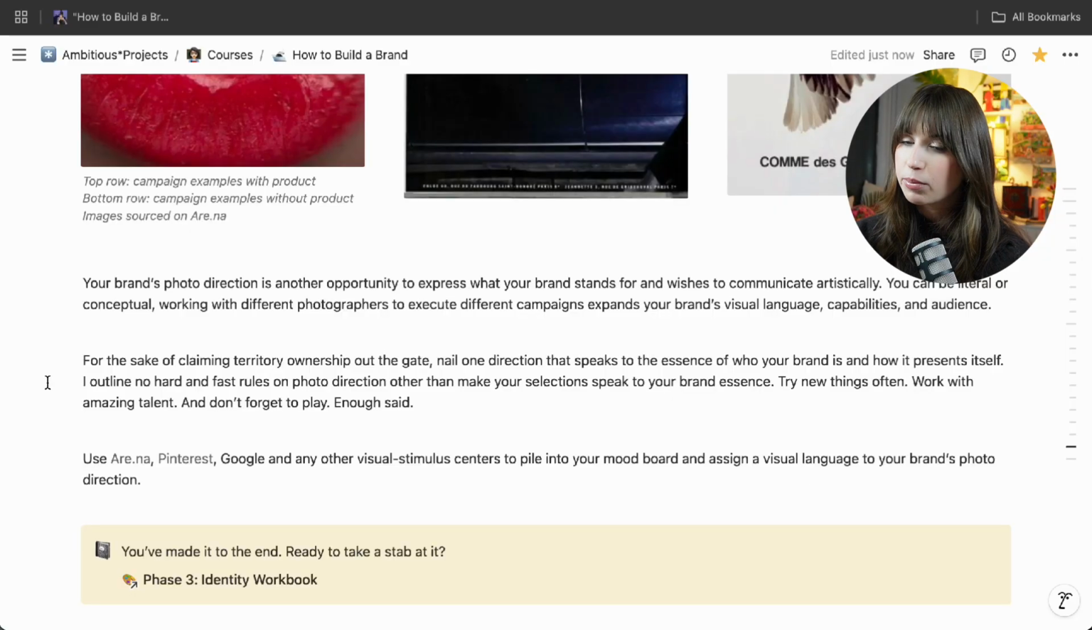But for the sake of claiming territory out the gate, just know that what you're putting into this brand guideline deck is going to be the heart and best example of the type of visuals that you will be achieving as your brand. So use platforms like Arena, which is my personal favorite, but I also love using Pinterest and Googling to find visual stimulus to put into my mood boards that then lather into this photo direction for the brand.